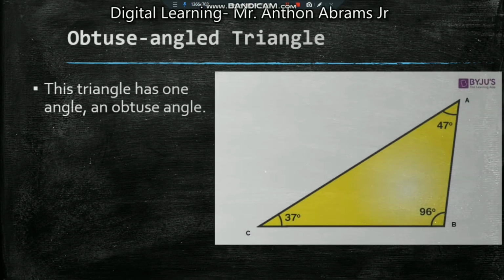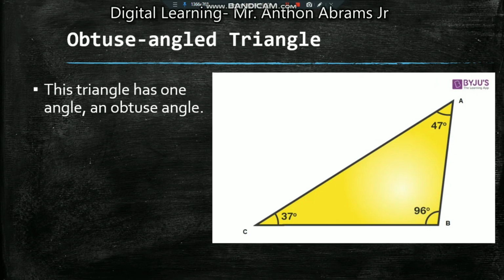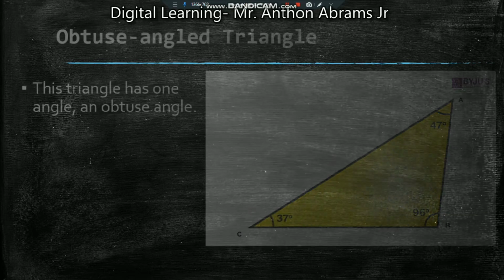Then we have the obtuse-angled triangle, right? Just like the right angle triangle had one angle being a right angle, the obtuse-angled triangle has one angle, and that angle is an obtuse angle. Now what is an obtuse angle? An obtuse angle is an angle that is more than 90 degrees but less than 180. If we look at the angle here, this is more than 90, yes, but it's also less than 180. So this here is an obtuse angle triangle, right?